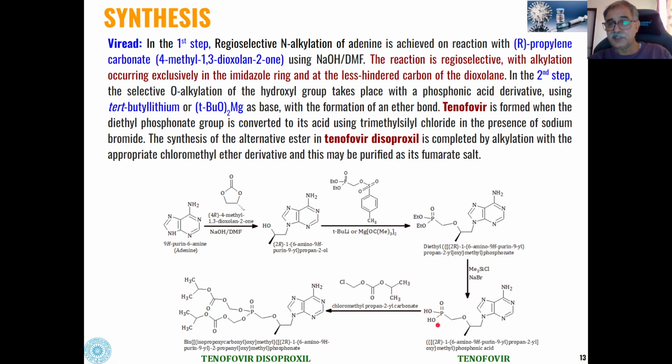Then this phosphonic acid derivative, that is tenofovir, which is produced in vivo, actually reacts with chloromethyl propan-2-yl carbonate, and at these two hydroxyl functional groups, these groups will be attached, and we will get tenofovir disoproxil as the product. So this is how tenofovir disoproxil can be synthesized.